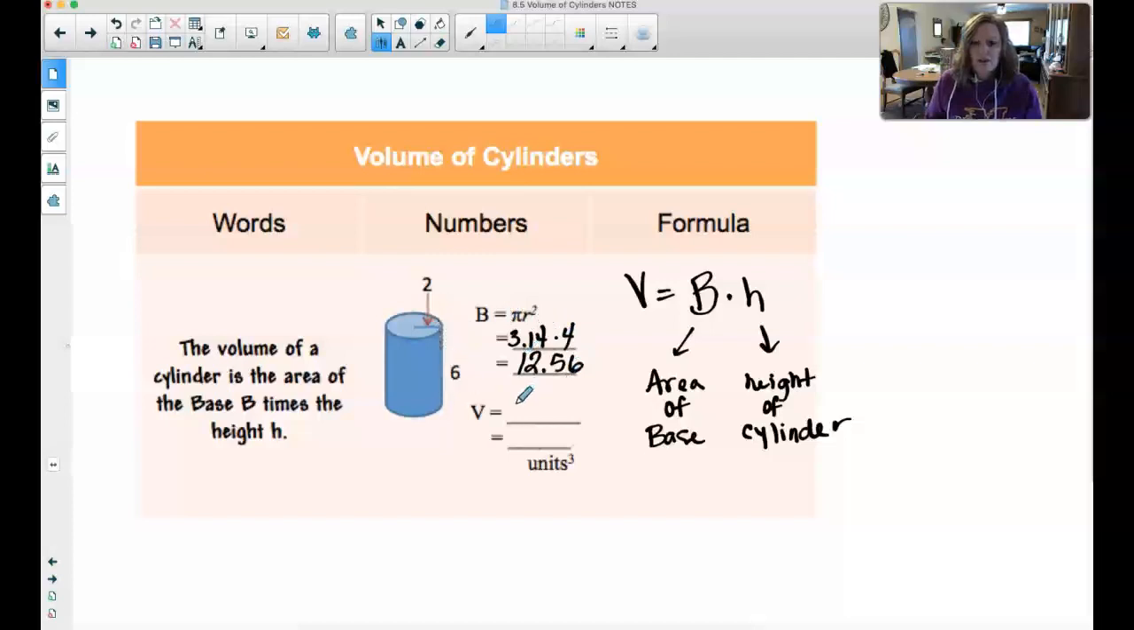And then we have to multiply that. That's our capital B, 12.56 times 6, which is the height of the cylinder. 12.56 times 6 is 75.36 units cubed. Now we can round that to the nearest tenth, so 75.4 units cubed would be the volume of that cylinder. So let's try that a couple more times.